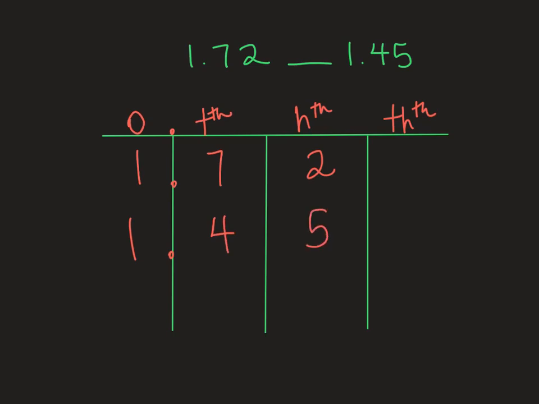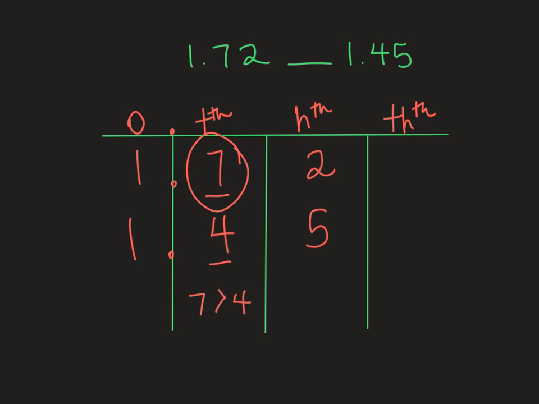So again, can I compare my ones column, that's my greatest place value column, can I compare a 1 and a 1? No, I cannot. So I have to go to my tenths column, and I'm going to compare a 7 and a 4, just like we did on the screen before. So which is my greater number? The 7 is my greater number. 7 is greater than 4.